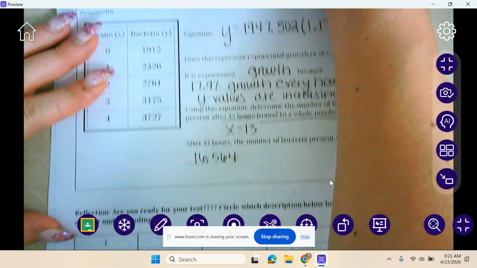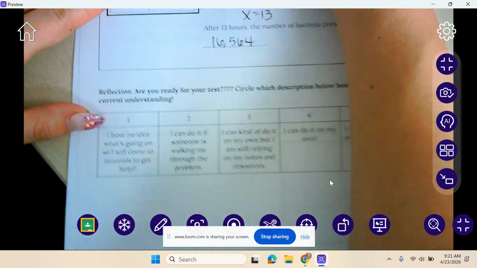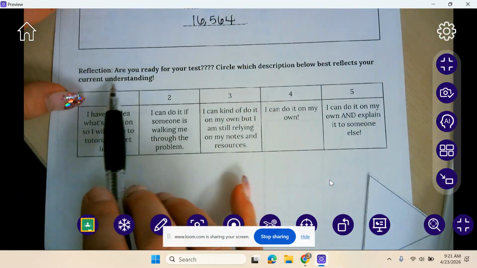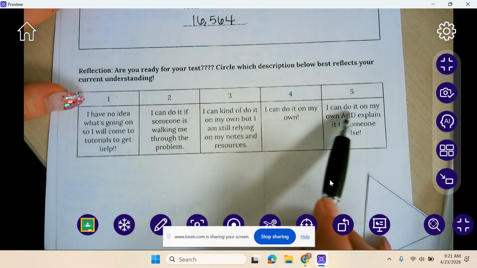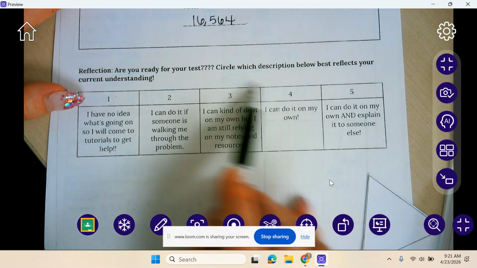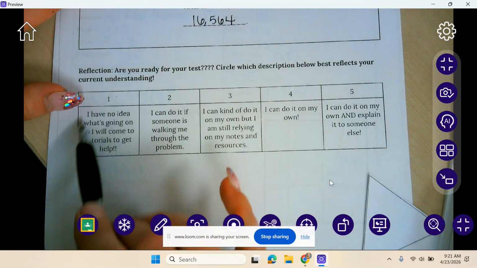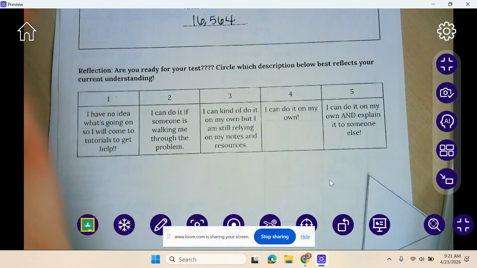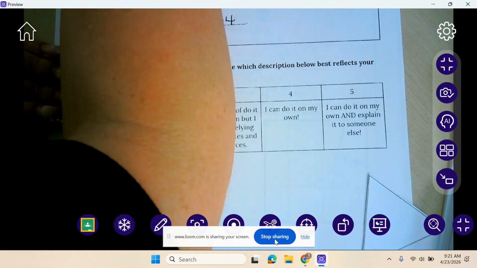Okay, so at this point, you can do a self-reflection. So you can decide on a scale of 1 to 5, 5 being you're doing great, 1 being I still have no idea what's going on. Please give yourself a self-reflection of where you are at.